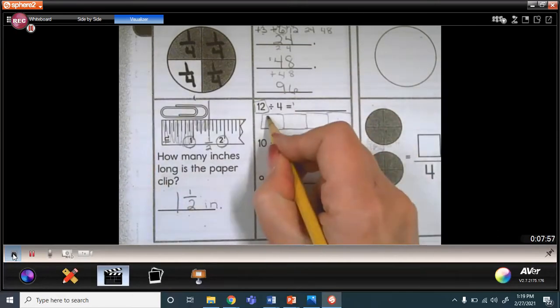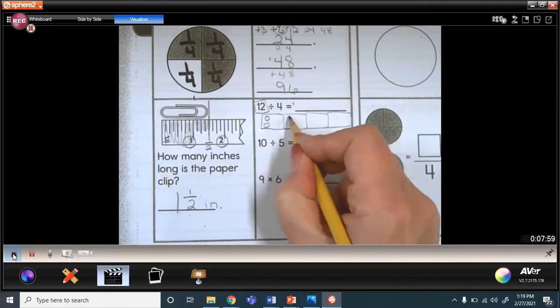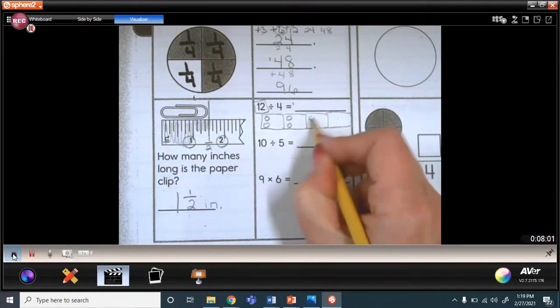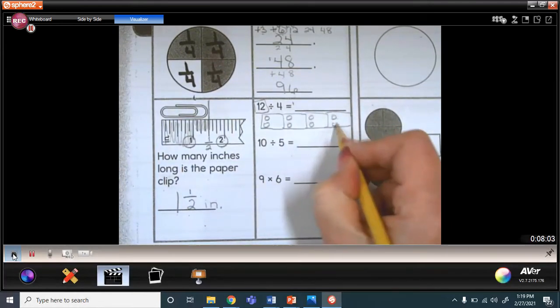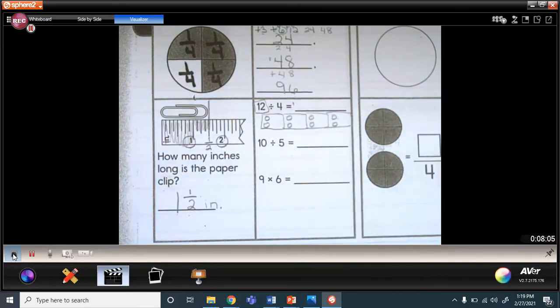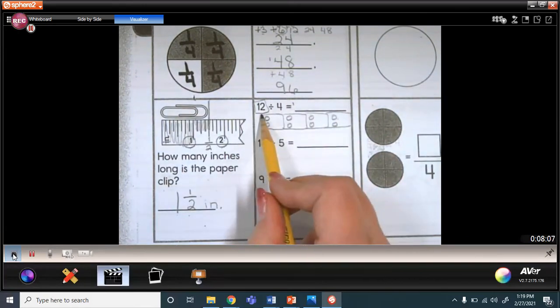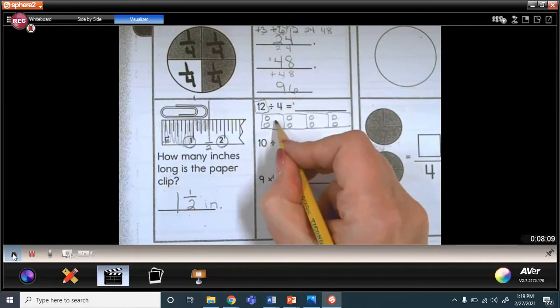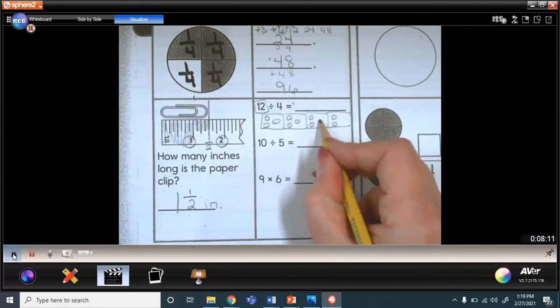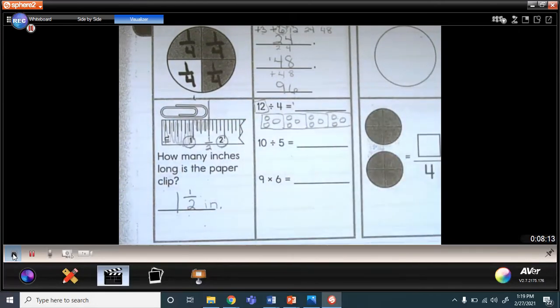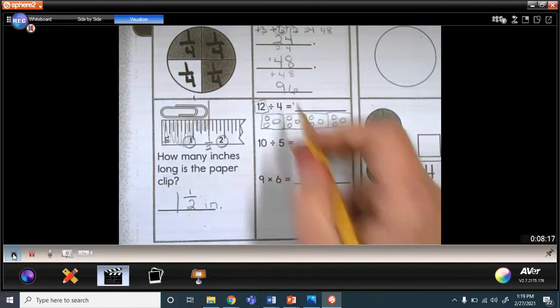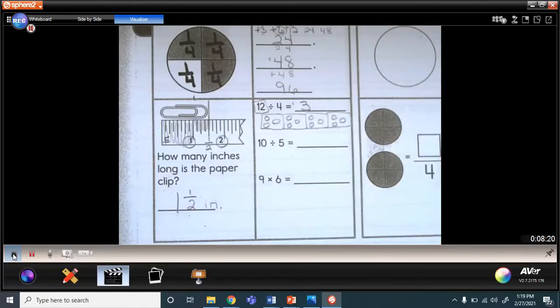So we could go by 2's to start with. 2, 4, 6, 8. Now, this is getting pretty close to 12, so we want to probably go by 1's now. 8, 9, 10, 11, and 12. So, how many oranges are in each bag? I have 3 in each.